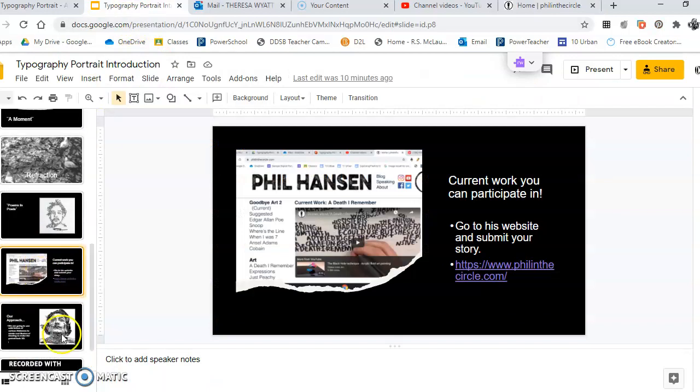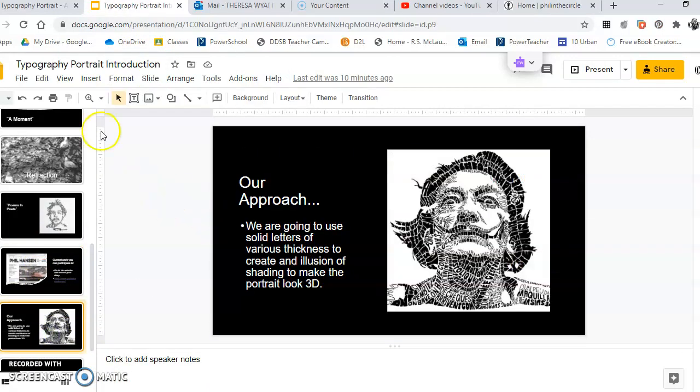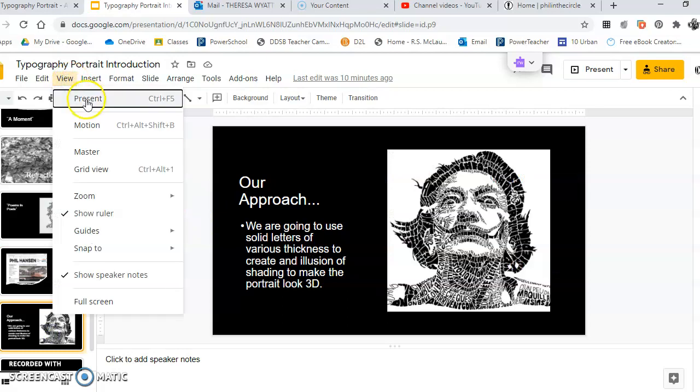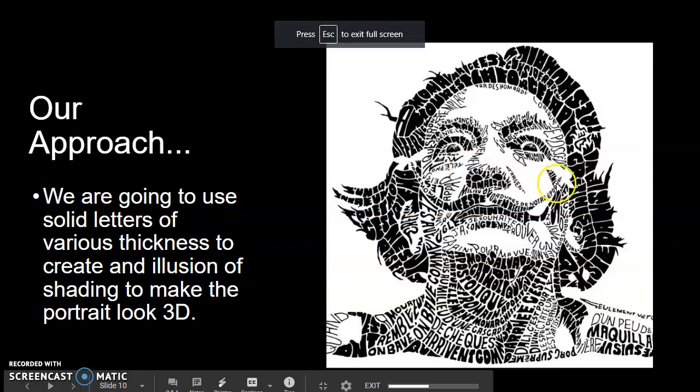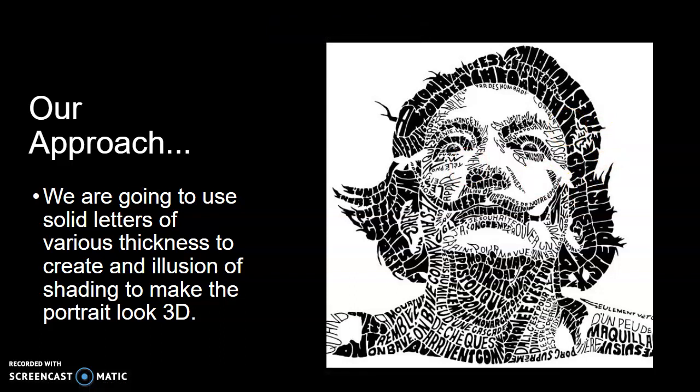So we're going to take the idea of Phil Hansen using text. We're doing this because graffiti and everything is all about words, and I thought this would be a good warm-up, combining portraits with text to create an image. But we're going to do it a little bit differently than Phil Hansen. He writes tiny, tiny letters, and he puts them closer together to make things look darker, and he spreads them out to make them look lighter.